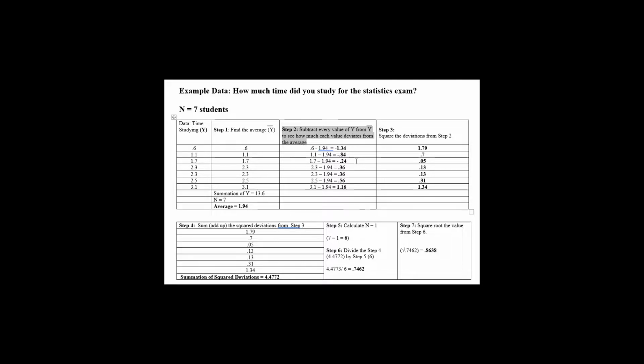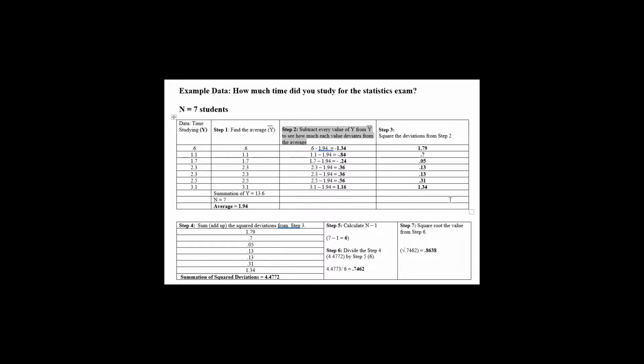And some scores are going to be negative, some scores are going to be positive, but we're subtracting every score from the average. Notice we have 1.94 every single time because we're subtracting every score from the average. Now we know if we add up all those deviations, we're going to get 0, right? So let's go to step 3.